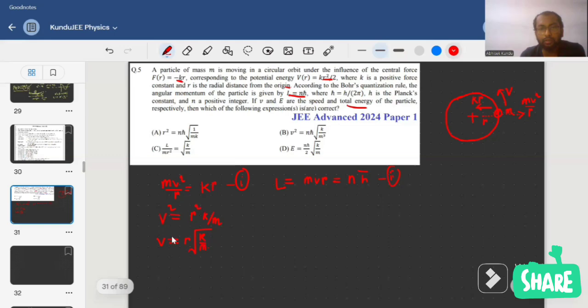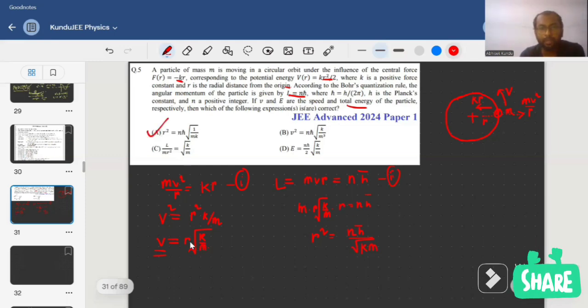Now we'll put this v into the equation mvr equal to n h bar. So we get m into r into root over k by m into r equal to n into h bar. So we'll get the value of r square from here. r square is n h bar over root over k by m, with m coming from the denominator. So see, we are getting our first option. This is correct.